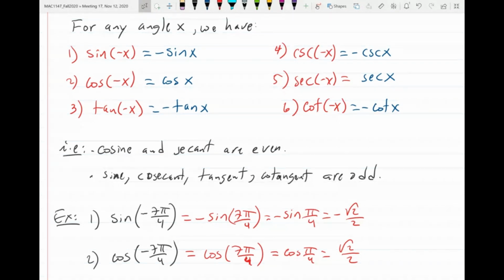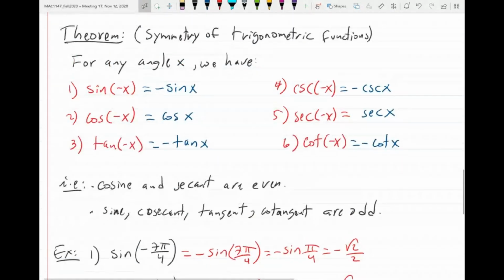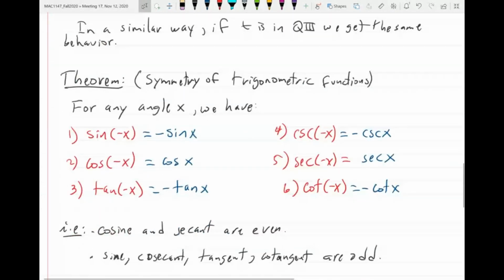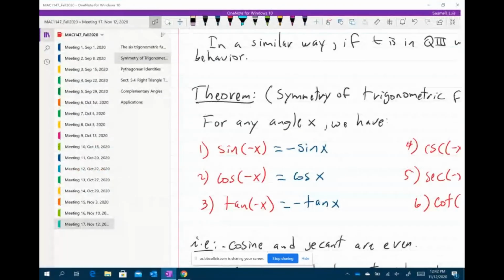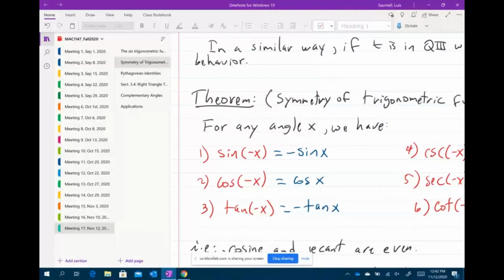Okay, so that's the symmetry of the trigonometric functions. We'll come back to this when we start talking about their graphs, okay? Another thing that I wanted to give you is the Pythagorean identities. Remember that we know one of those. We know the basic one, which is sine squared plus cosine squared is equal to 1, right?